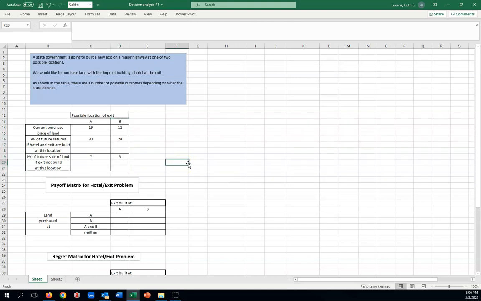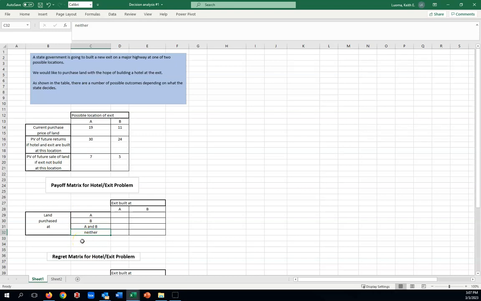Now with decision problems, we have what are called alternatives and we have what are called states of nature. The alternatives are our choices as decision makers. So as decision makers, we have four alternatives. We could decide to purchase land at location A or B. We could actually buy both of them, or we could just pass and buy neither property. So these are our alternatives.